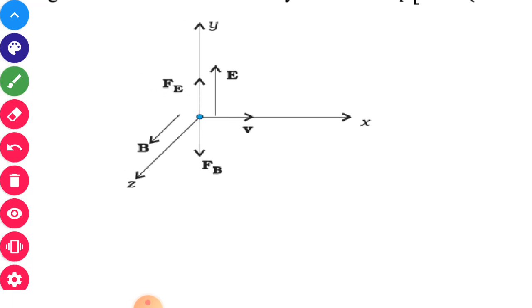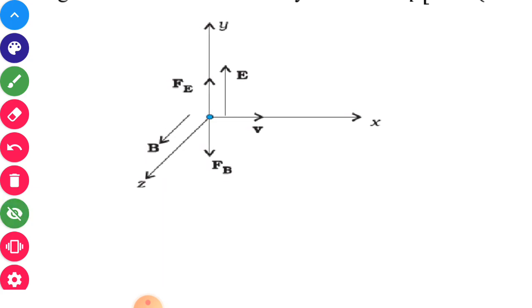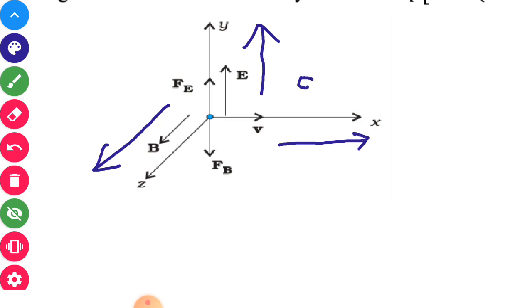Now try to understand this figure. There are two fields which are shown. One is the magnetic field, which is in this direction, and the electric field is in the Y direction. So the Z direction is the direction of the magnetic field and the Y direction is the direction of the electric field, and in the X direction the charge Q is moving with velocity V.